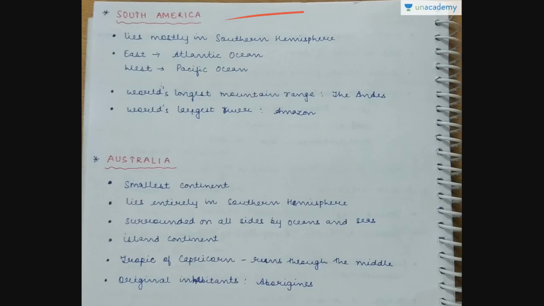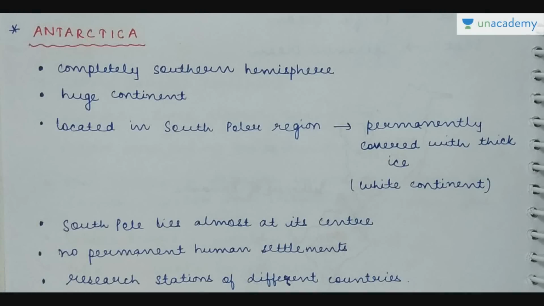But Nile was the longest river in terms of length or the distance. So that was in Africa. Now Australia, it is the smallest continent. It lies entirely in the southern hemisphere. It is surrounded on all sides by oceans and seas. So when any land body is surrounded by water bodies from all sides, what is it known as? It is known as an island. So Australia is also known as the island continent. Now the Tropic of Capricorn runs through the middle, so you have to remember this also. And the original inhabitants of this continent are known as Aborigines. Then Antarctica, this continent is completely in the southern hemisphere, the very southern part.